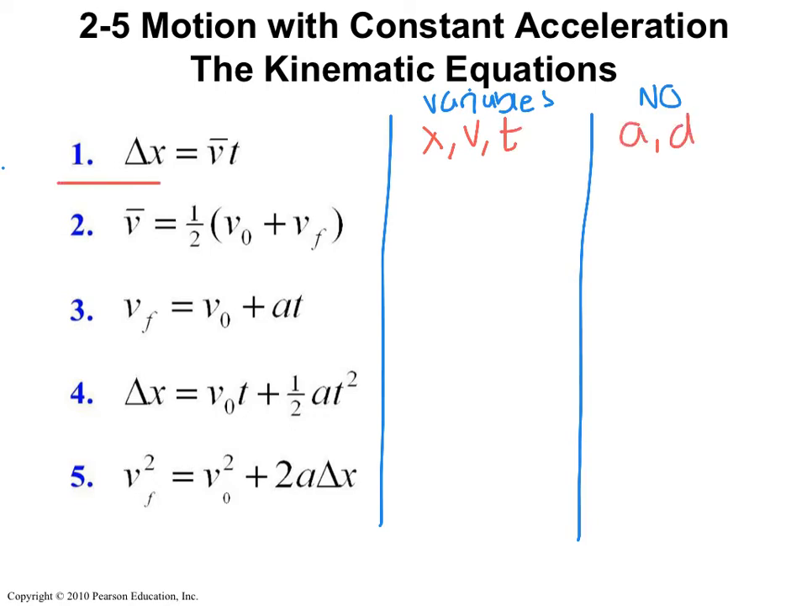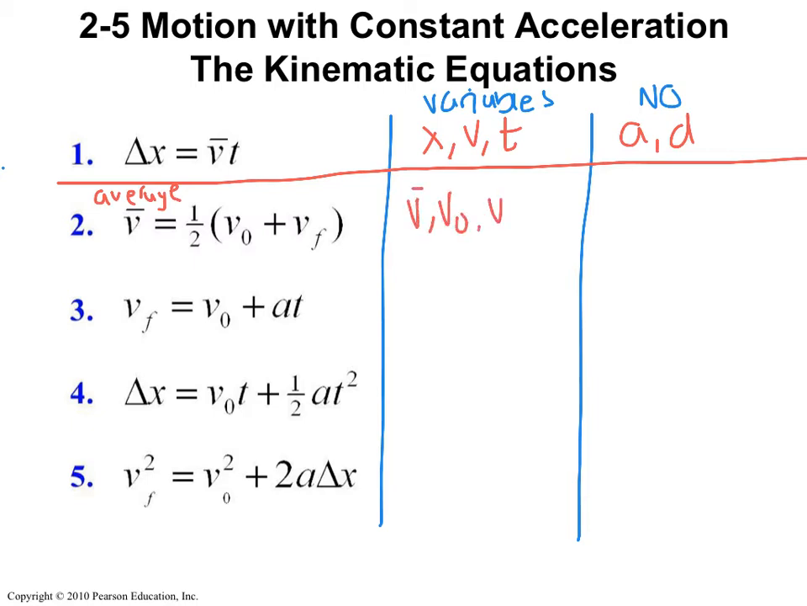All right, our next one is the average. This little line up top means average. You may have seen that before in math class. So this is our average velocity equation. In this one, we have average velocity, initial velocity, and final velocity. What we do not have is acceleration, distance, and time.